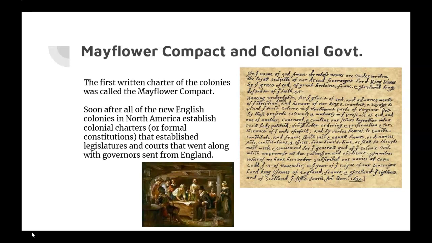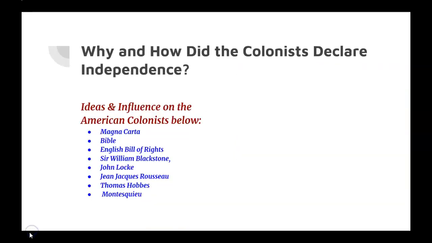Eventually, all of the colonies established their own charters, setting up their own governments in each of the colonies. The colonial charters are some of the earliest examples of dividing up power between three branches. You have government among the governor, legislative assembly, and the courts. We're going to be looking at why and how the colonists declared independence.